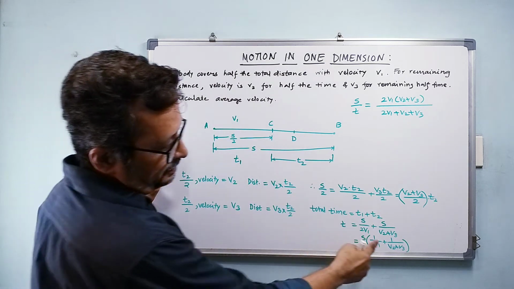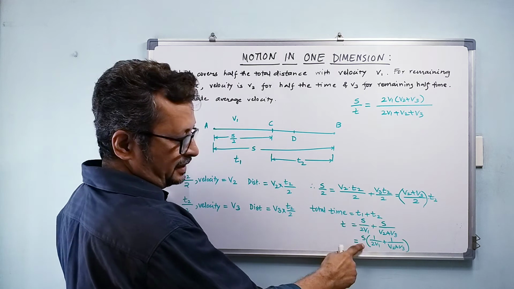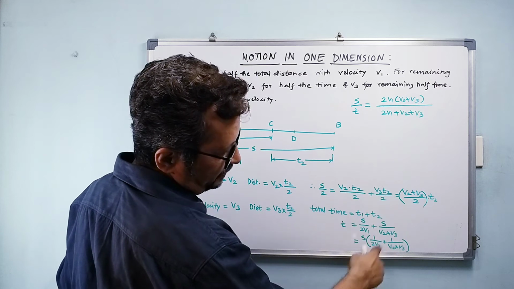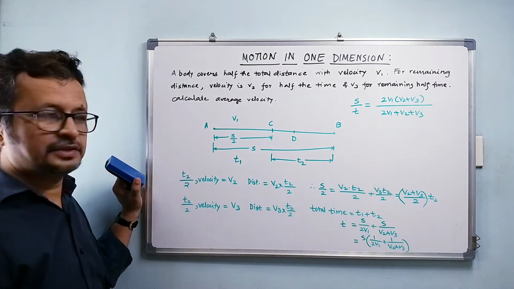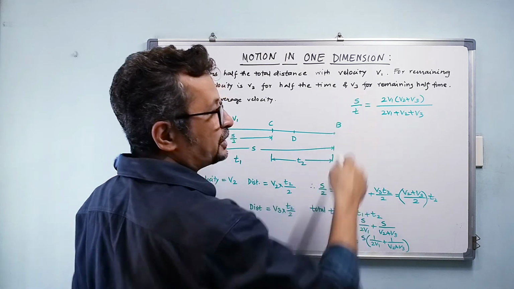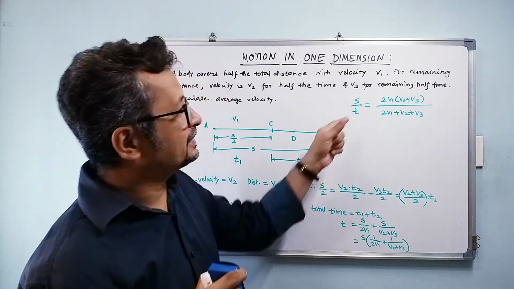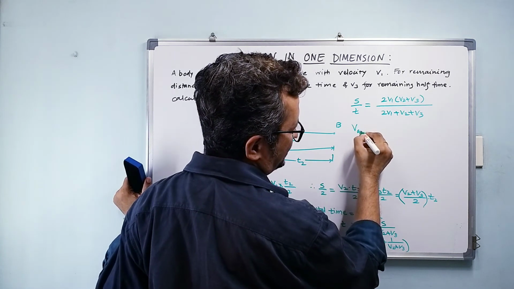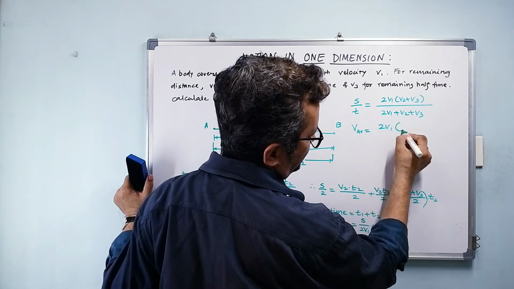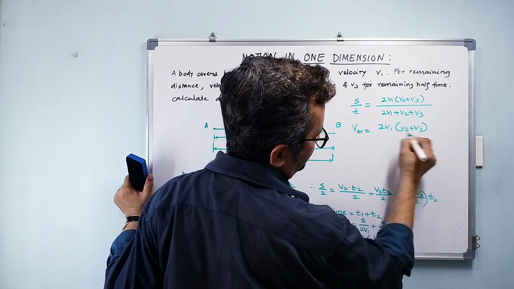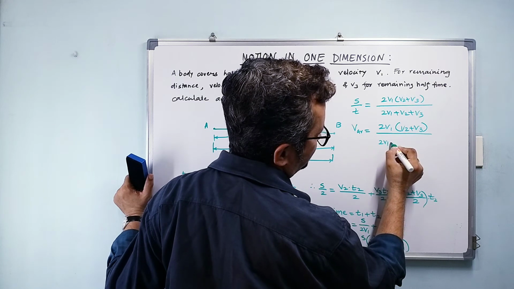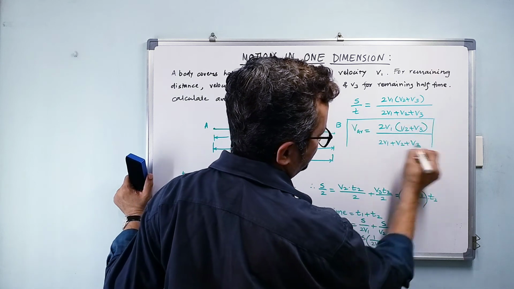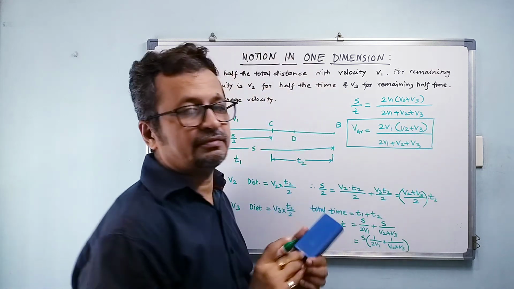Is that correct? Because if I keep it as it is, it will be S into bracket v2 plus v3 plus 2v1 upon 2v1 into v2 plus v3. So what is this? This is my total distance divided by total time. So is it not my average velocity? So v average is equal to 2v1 into v2 plus v3 divided by 2v1 plus v2 plus v3. This is the expression for average velocity.